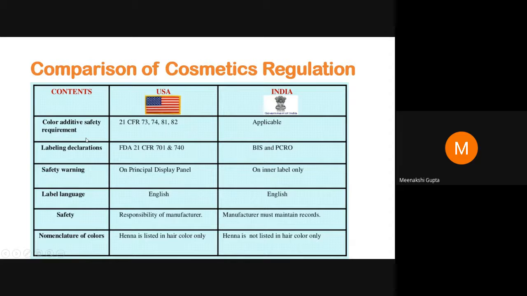So next is color additive safety requirement. They are mentioned in Code of Federal Regulation 21 under the 73, 74 and 81, 82 sections. Labeling declaration is given in Code of Federal Regulation 21 under 701 and 740, whereas in case of Indian regulation, labeling declaration is given under BIS and this thing. Then labeling language should be English. Now if we compare the nomenclature of color, henna is usually not listed as hair color, but in case of US FDA, henna is listed as a hair color only.